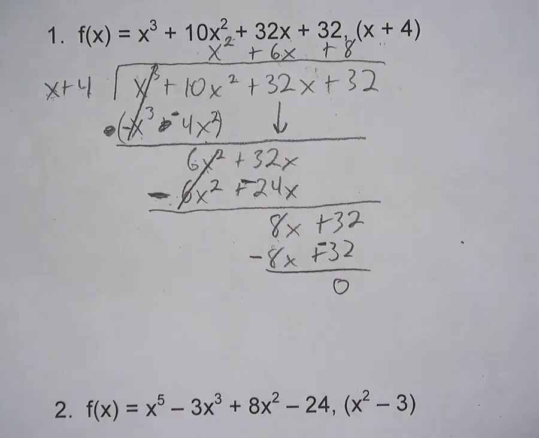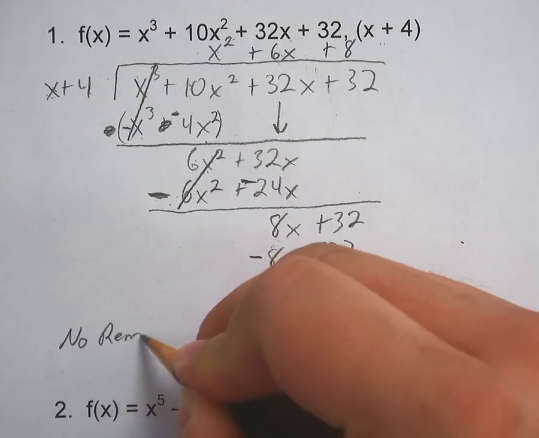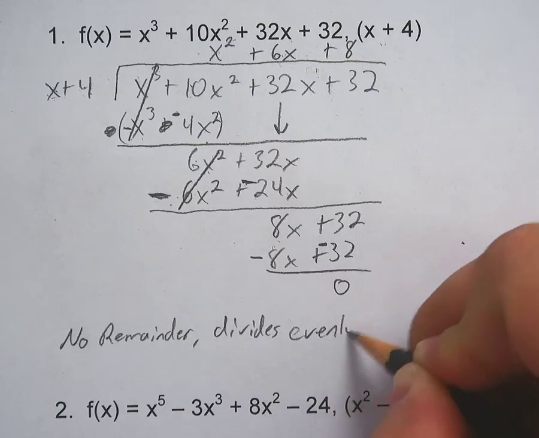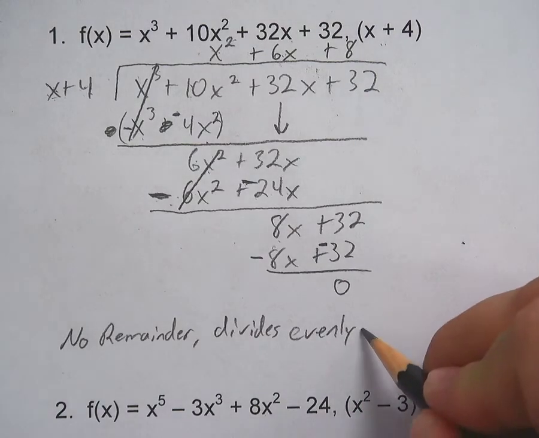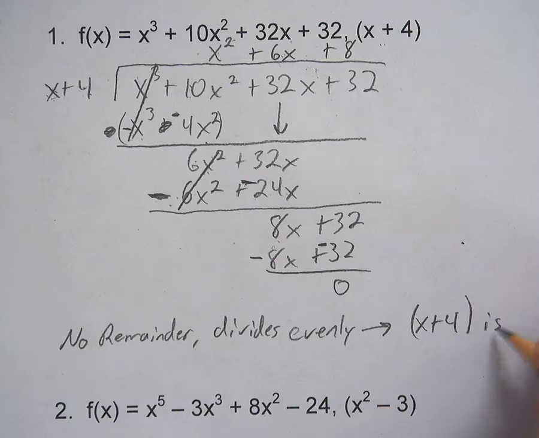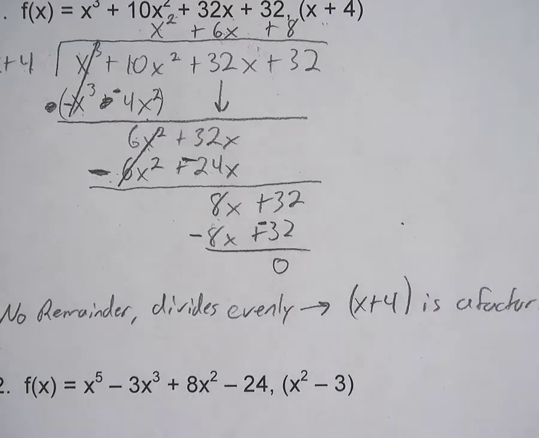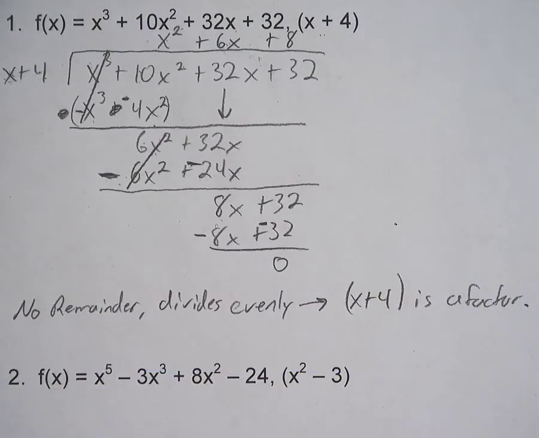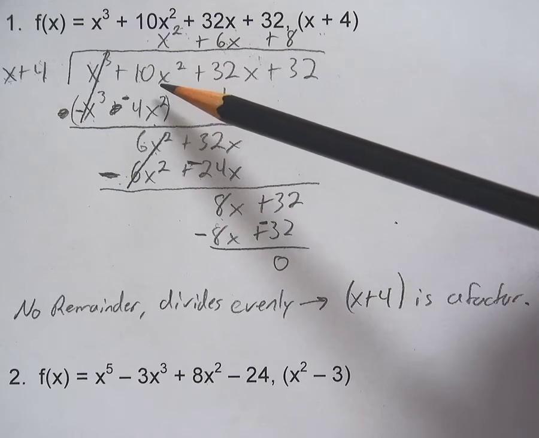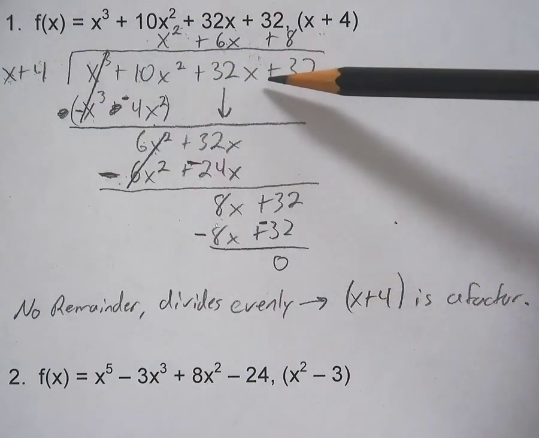Or another way of saying that is no remainder, right? All right, so let me show you this here. If there's no remainder, that means that it divides evenly. And that means that x plus 4 is a factor. Now let's talk about what that means for just a second. That means that this times this gives me what's underneath here. If it divides out evenly to 0, that means that these are both factors of what's underneath here.